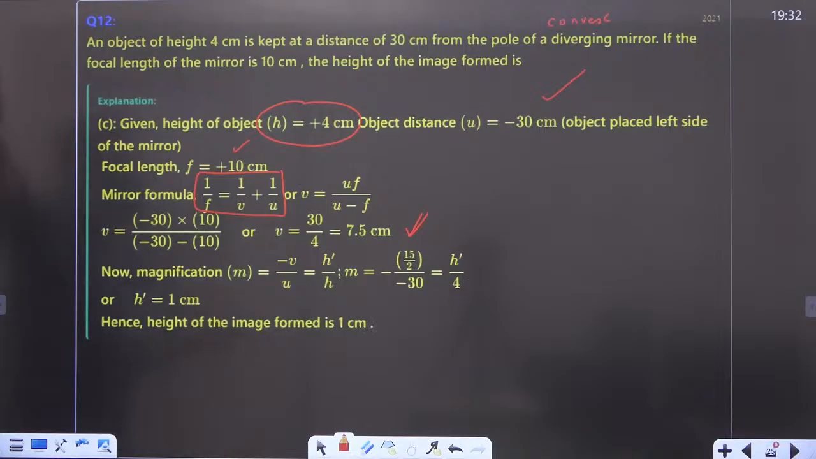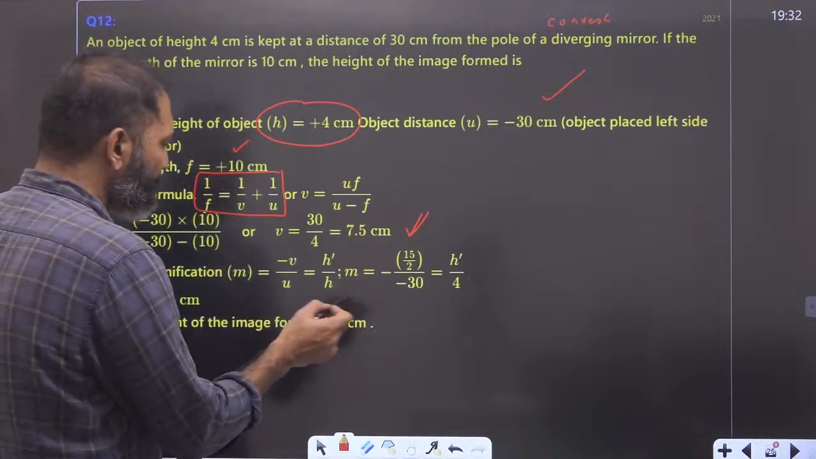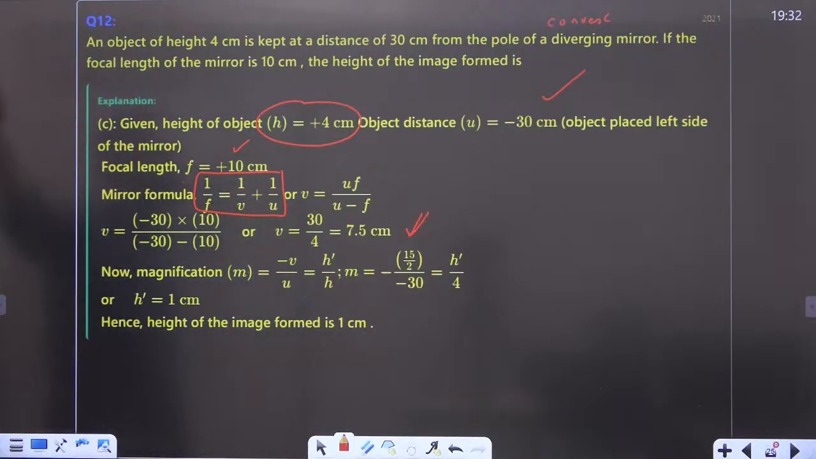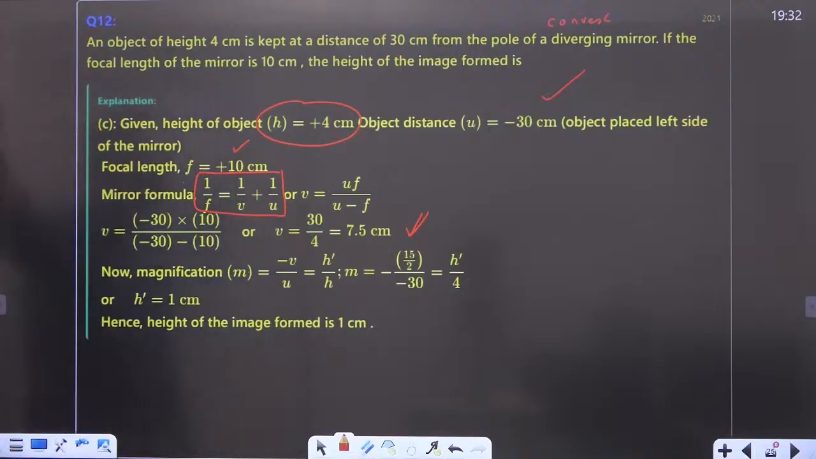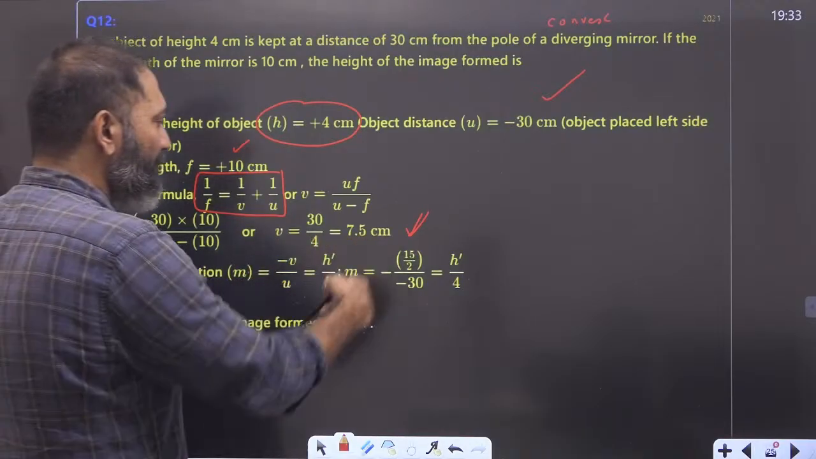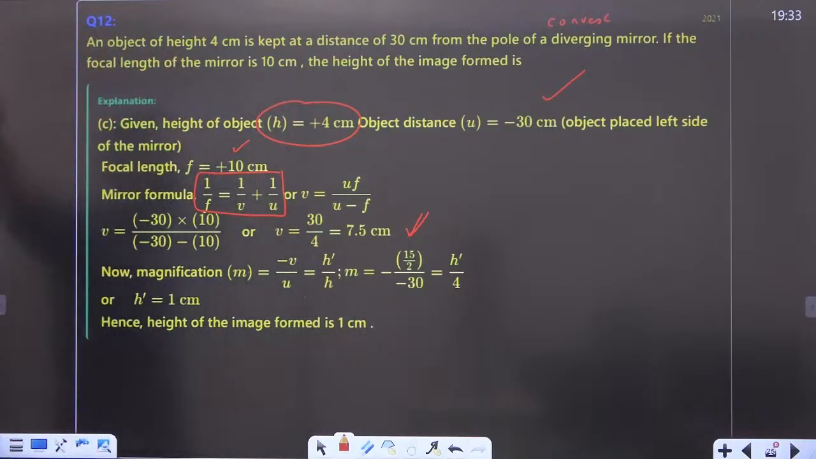Now, what is magnification in mirrors? Remember, magnification for a mirror is minus v by u. Magnification for a lens is plus v by u. Now, magnification equal to minus v by u, that is equal to height of the image divided by height of the object. So magnification equal to 15 by 2, that is 7.5, divided by the height of the object.